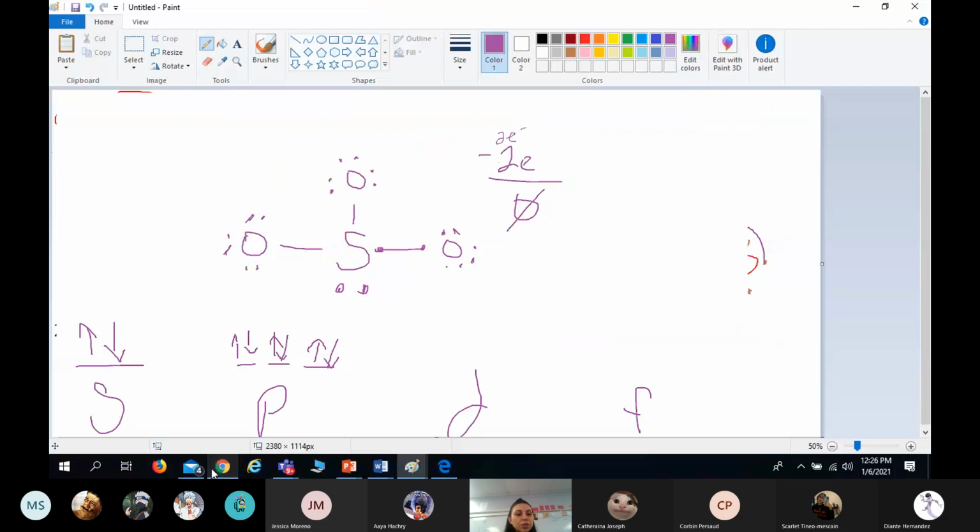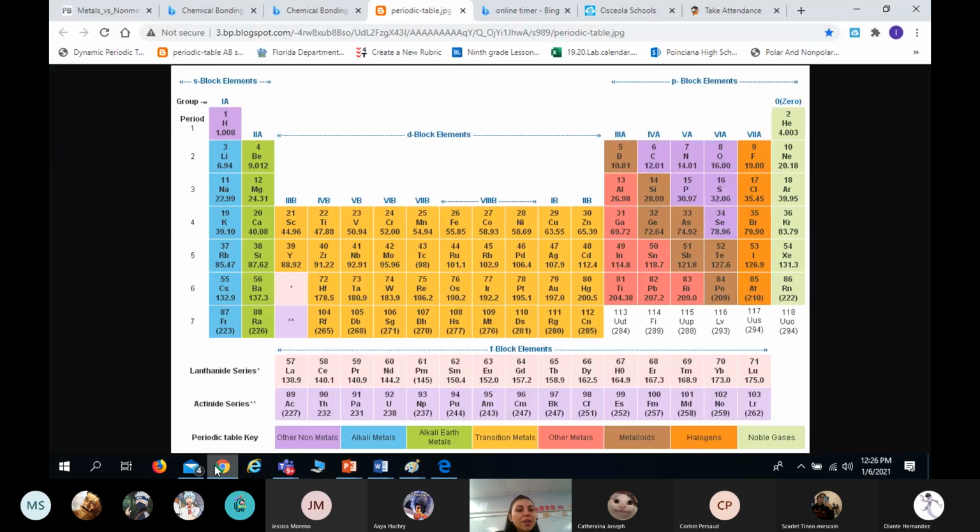So in total, you can only fit 1, 2, 3, 4, 5, 6, 7, 8 electrons. So that's why rows 1 and 2 cannot have more than 8, because all they have is S and P. Once you get to the D block, once you get to that third row, even though it's not drawn here, you guys remember that the D block begins in the third row. So all of these elements right here are actually 3D. Do you guys remember that when we did electron configurations? That the D block is always one row less?